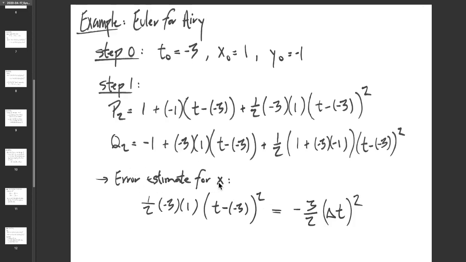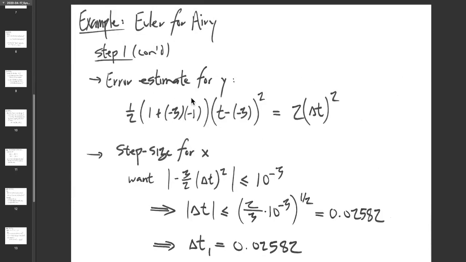Then your error estimate for x is that highest degree term in the Taylor polynomial. So there it is right there. That's my error estimate. And I'm just going to call t minus the current time value delta t, just to save on notation. So working that out, the error estimate for x is -3/2 delta t squared.